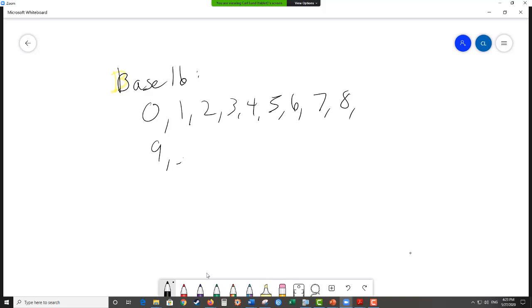Then we have 10, 11, 12, 13, 14, 15, and we stop because the number 16 in base 16 would be 1, 0. Just like the number 8 in base 8 would be 1, 0. The number 5 in base 5 is 1, 0. The number 2 in base 2 is 1, 0.